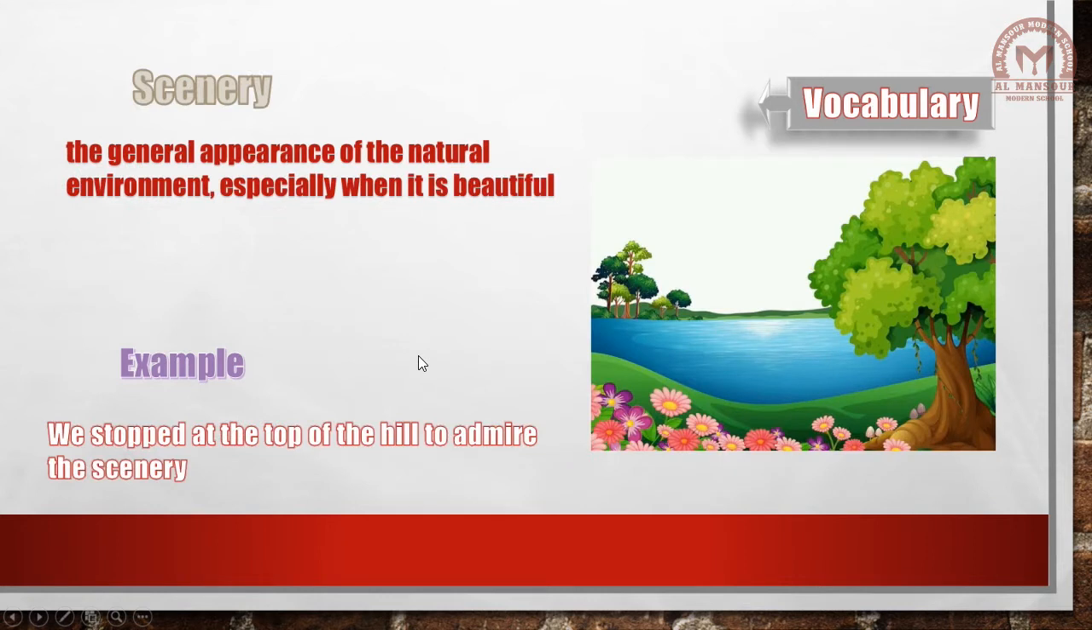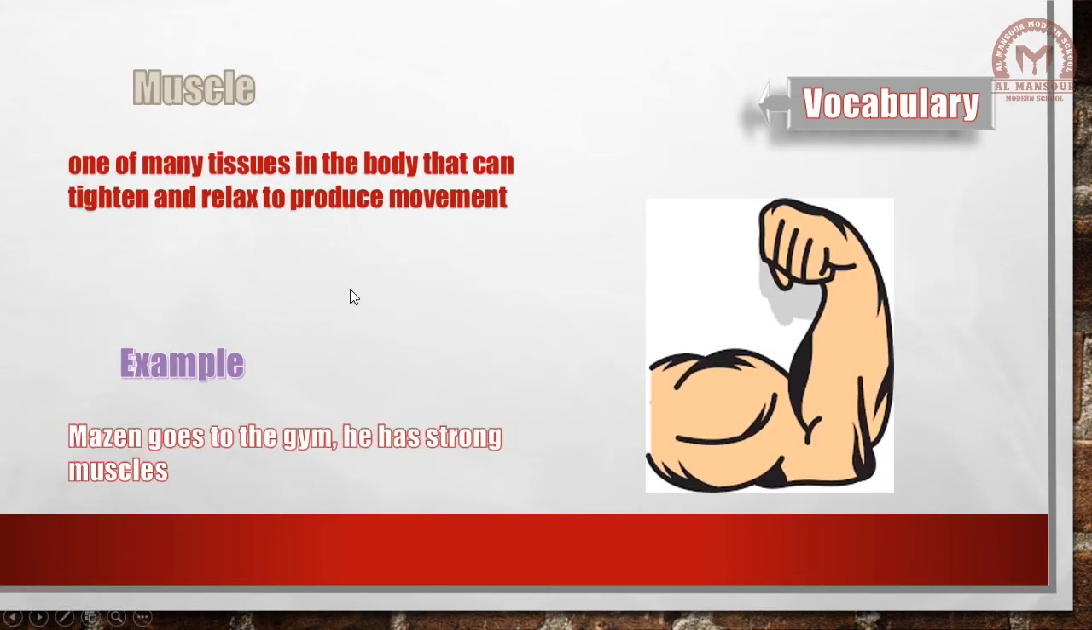Okay. The third word we have is scenery. When you see something beautiful, we call it a beautiful scene or scenery. Here's an example. We stopped at the top of the hill to admire the scenery. The next word is muscle, which means this. When you go to the gym and you build up the muscles in your body, this is called a muscle. Okay? Here's an example. Mazen goes to the gym.